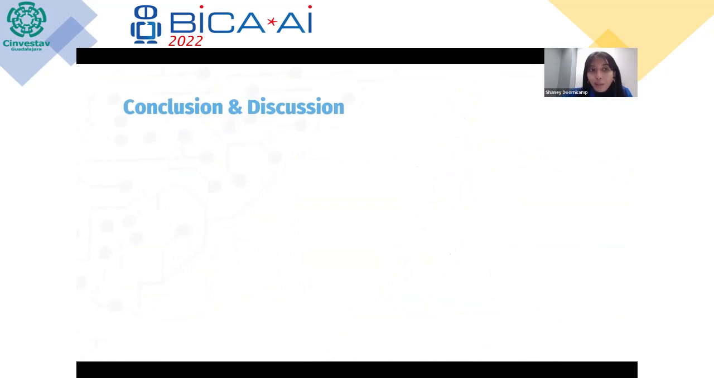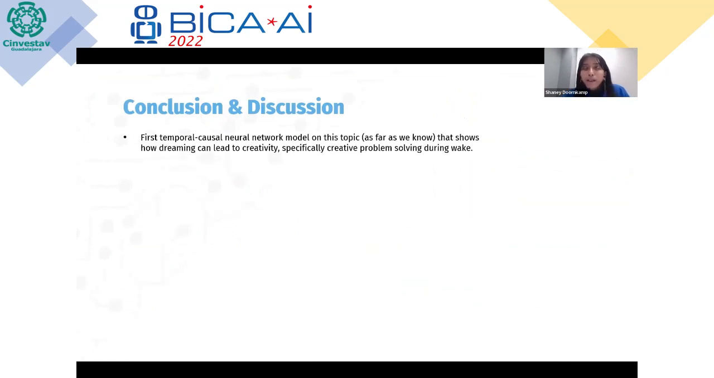And then next, conclusion and discussion. We think this is one of the first models that try to demystify this phenomenon, and specifically creative problem solving. We did show with our model how it could be possible that this phenomenon occurs. Of course, there could be improvements to this model, and there are some limitations.